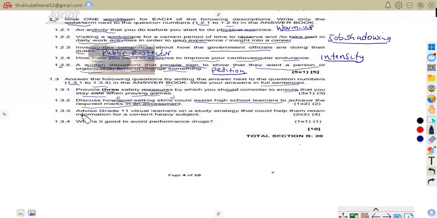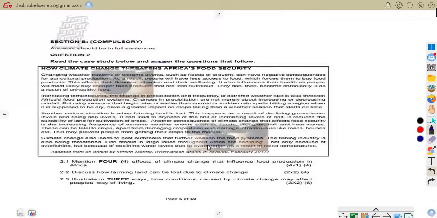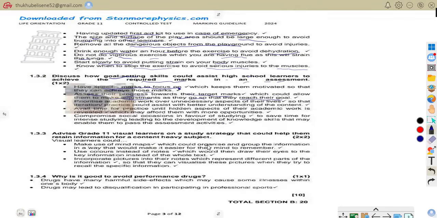Here we are on 1.33. Advise grade 11 visual learners on a study strategy that would help them retain information for a content-heavy subject. It's all about study strategy for visual learners. Let us get on with our answers, good people. Here we are asked to advise grade 11 visual learners on a study strategy that could help them retain information for a content-heavy subject.